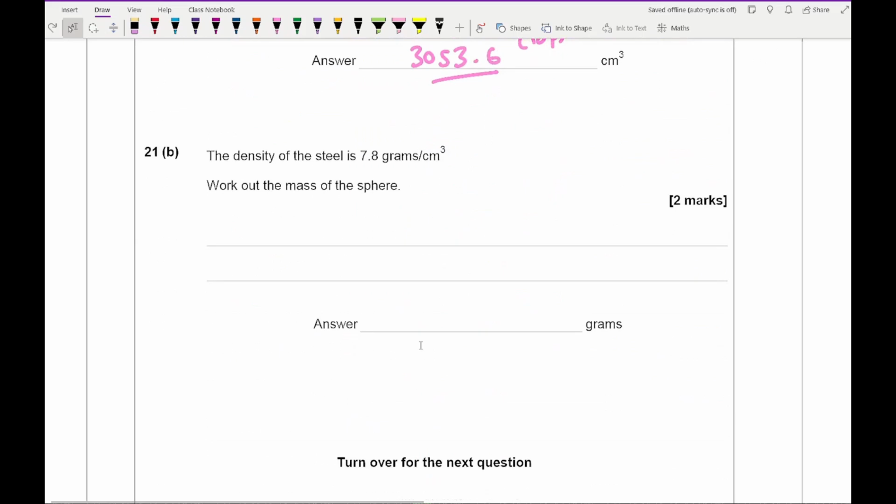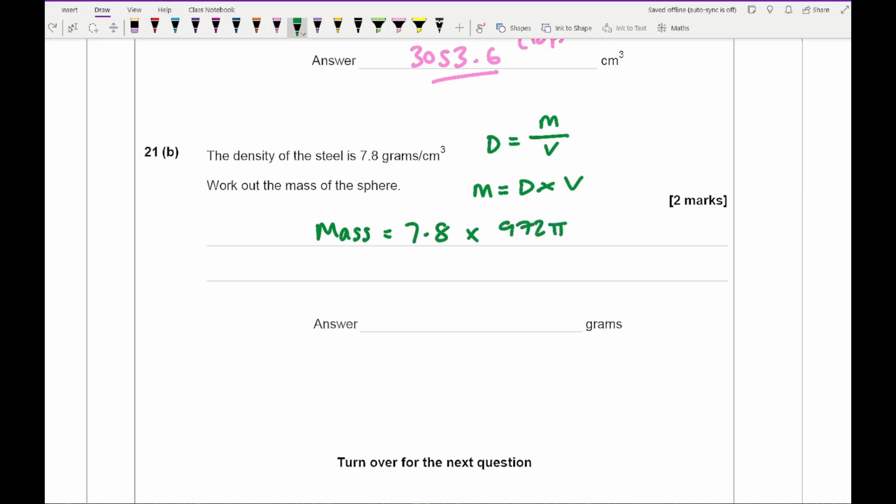Moving on to 21b, it says the density of the steel is 7.8 grams per cubic centimetre. Work out the mass of a sphere. Well, density is equal to mass over volume. Now if we do a bit of rearranging, that mass is equal to density multiplied by the volume. So the mass is going to be 7.8 multiplied by our answer in part A. So that was 972 pi, or we could use 3053.6 or 3053.628 and so on.